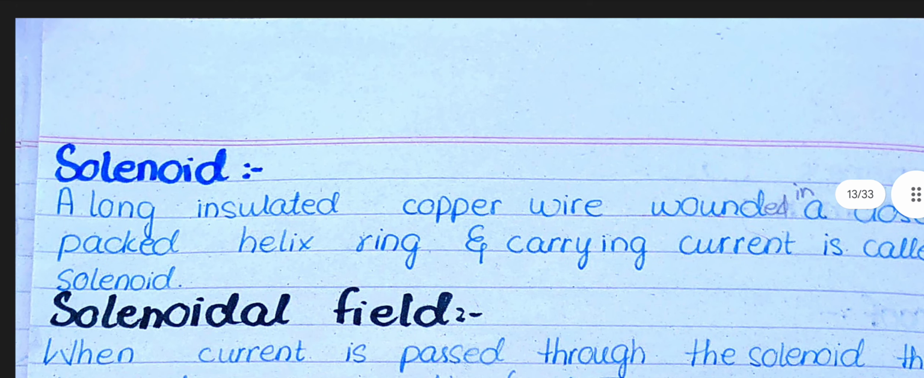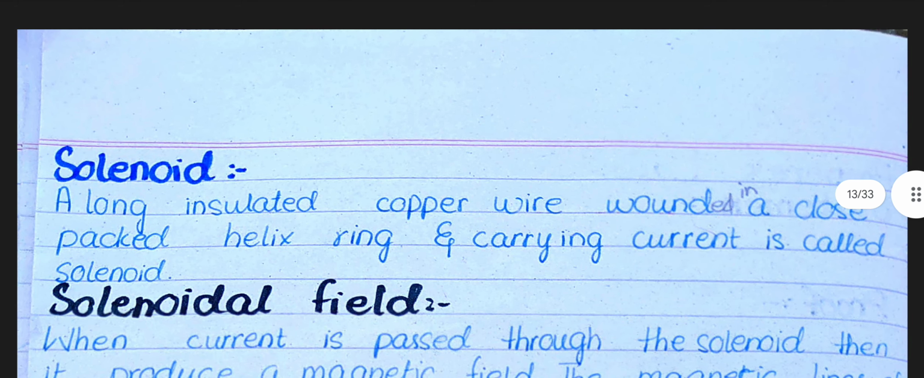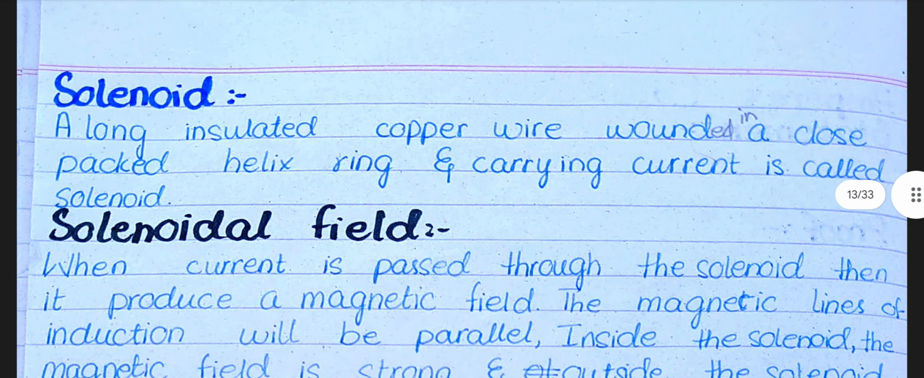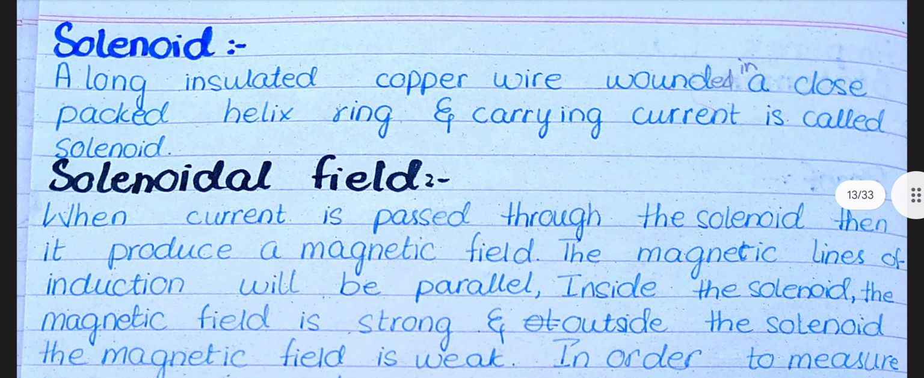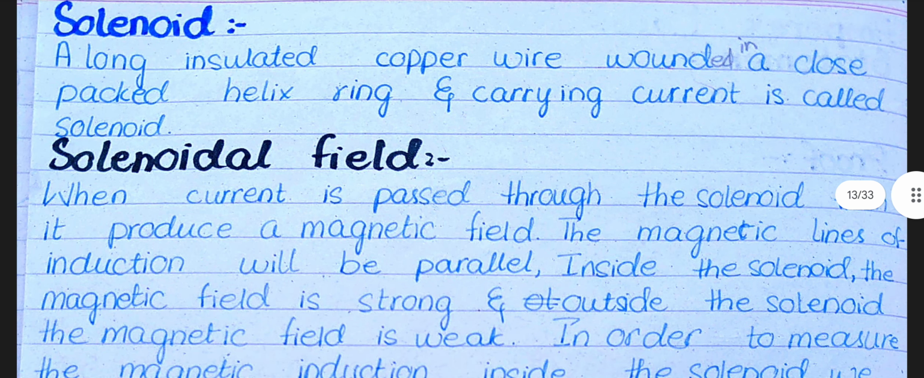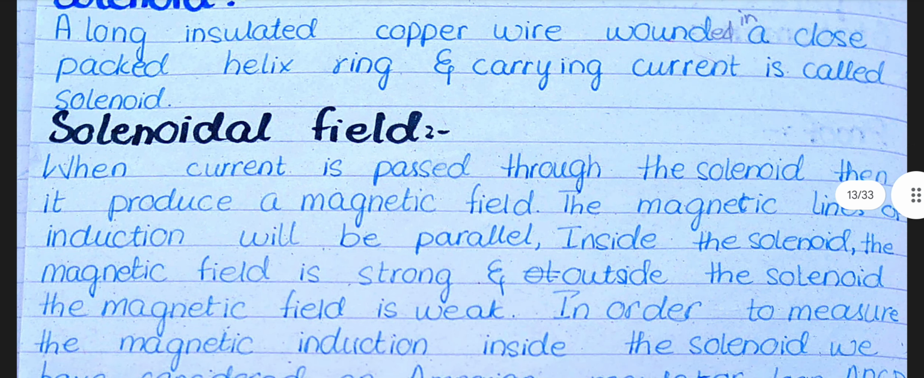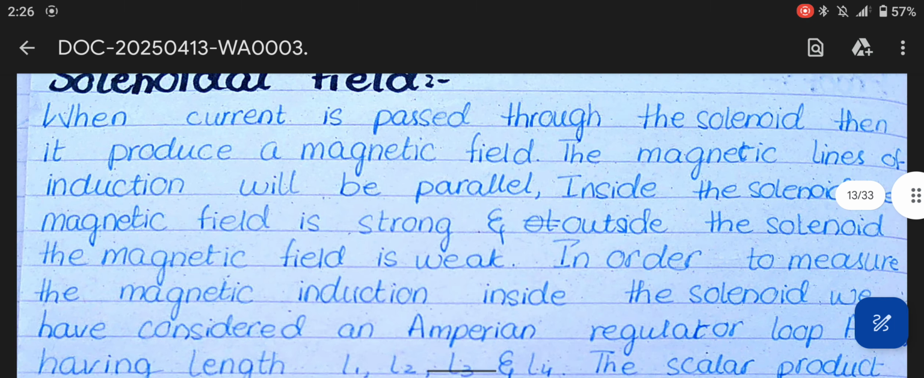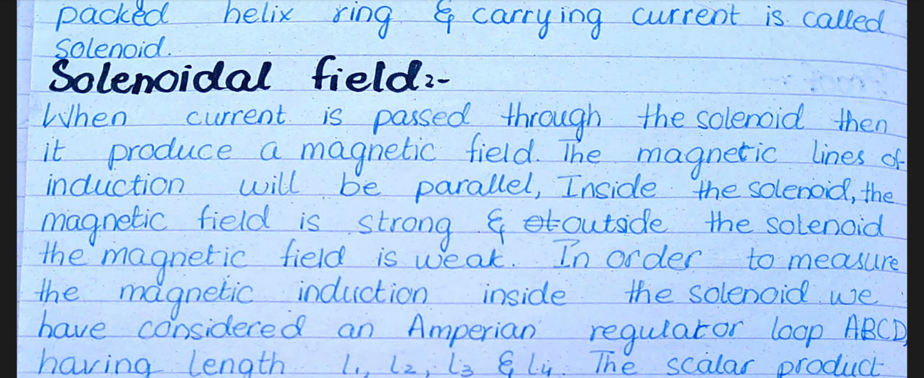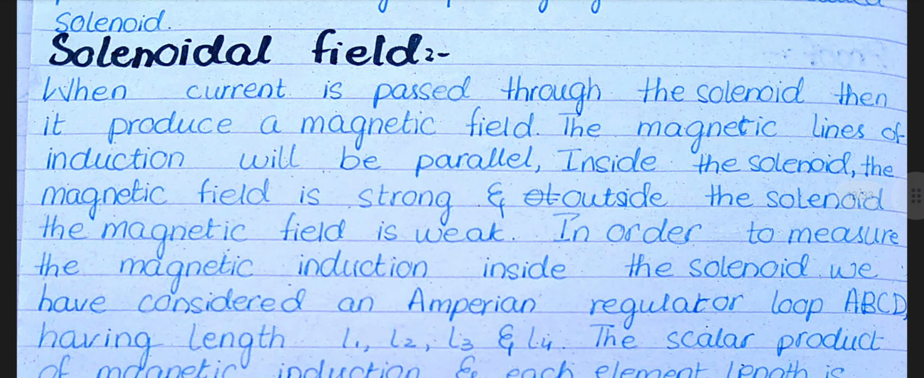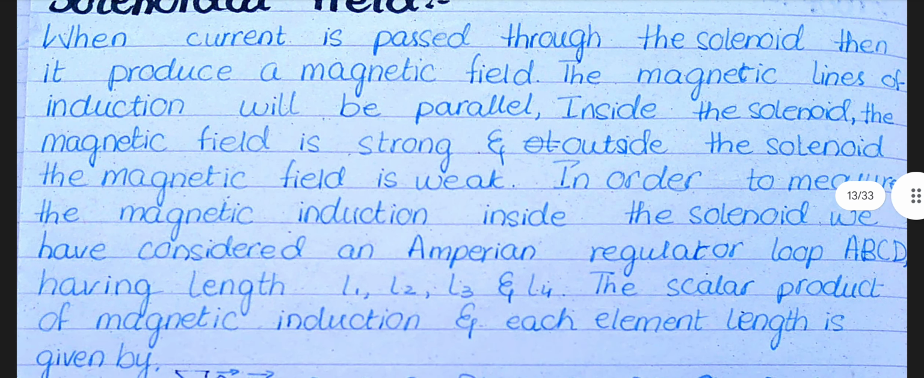Solenoid. A long insulated copper wire wound in a closely packed helix and carrying current is called a solenoid. Solenoidal field. When current is passed through the solenoid, it produces a magnetic field. The magnetic field lines of induction will be parallel. Inside the solenoid, the magnetic field is strong, and outside the solenoid, the magnetic field is weak.